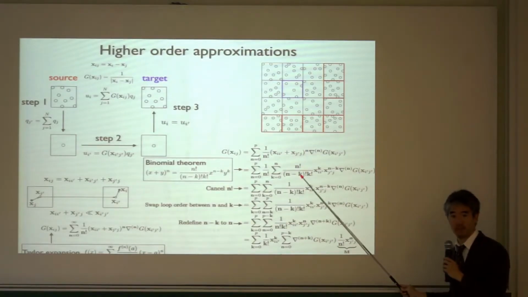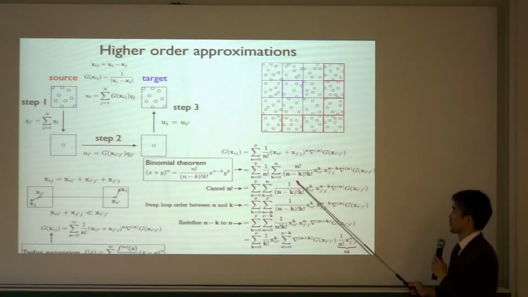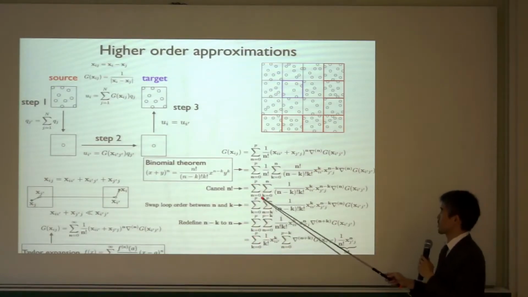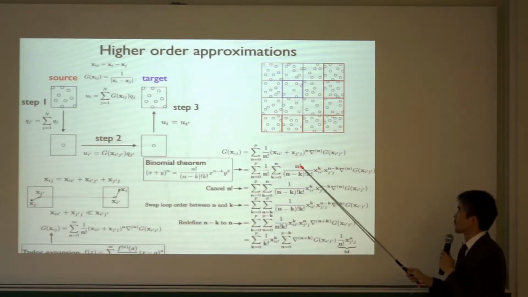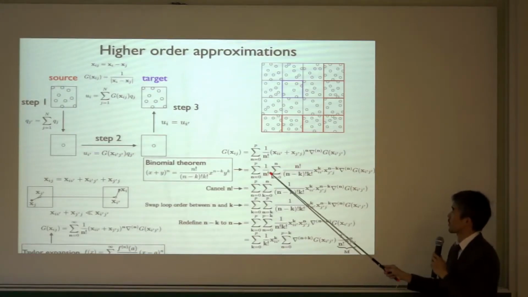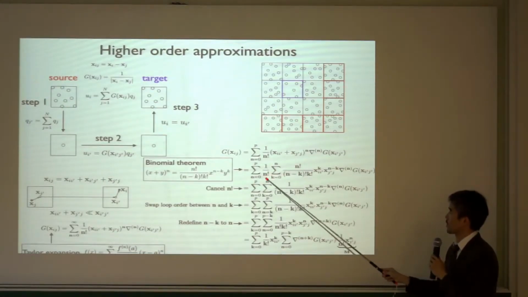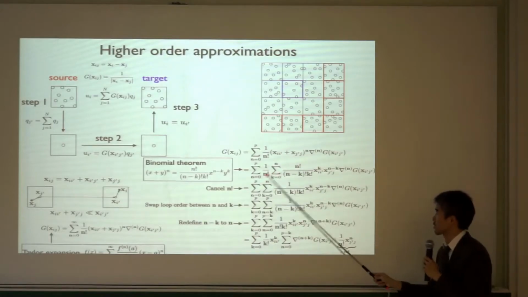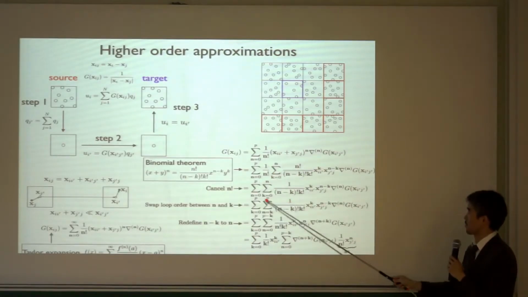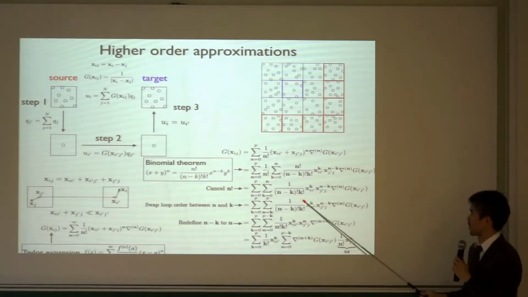Everyone agrees? Okay. So now the rest is even simpler math. We have n factorial here in the numerator and in the denominator, so we just cancel those two. That's this step. Everything else hasn't changed.